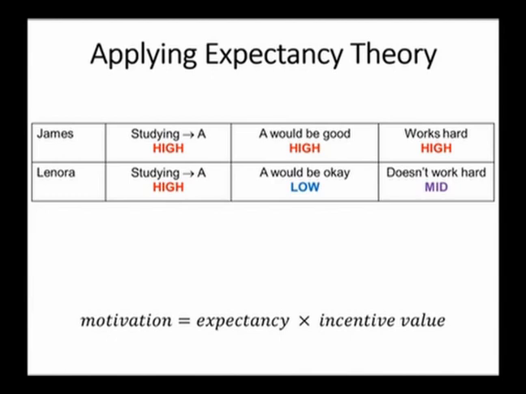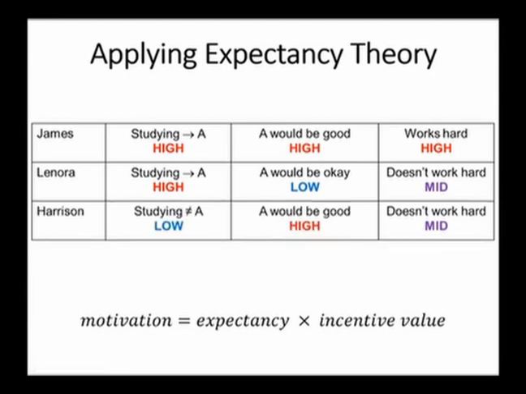Maybe it's a class that doesn't matter for her degree. Maybe it's something she's just taking for interest's sake, but she doesn't value getting a good grade for this class. So even though her expectancy is high, she knows that she could get a good grade if she studied, she doesn't care enough about getting a good grade to want to study. And so her motivation then is moderate. It's not really good, it's not really bad, meh. So she doesn't really work hard because she doesn't care enough to work hard.